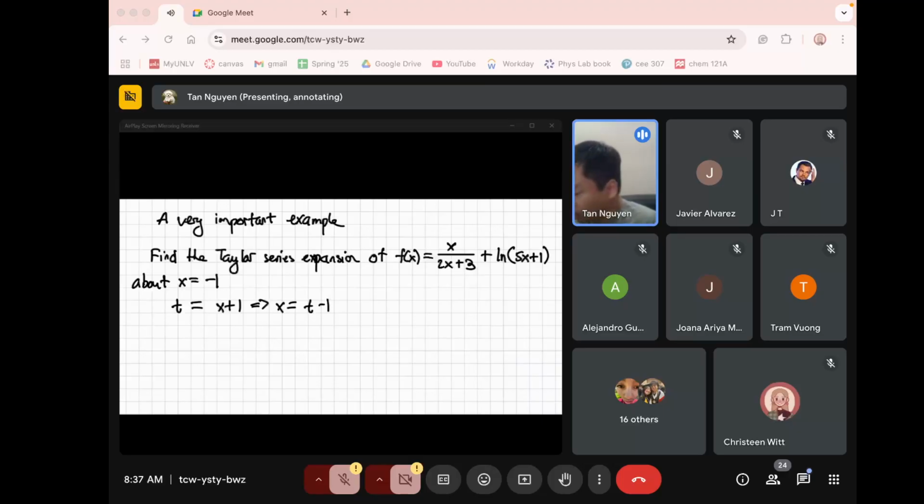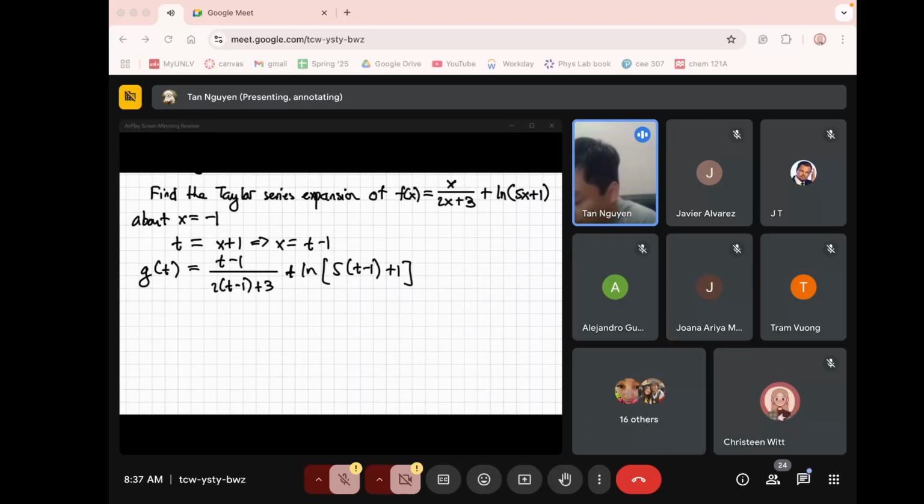So I go to my function f of x, and I'm going to replace everywhere I see x by t minus 1. So then I'm going to get g of t is equal to (t minus 1) over (2 times (t minus 1) plus 3) plus ln of (5 times (t minus 1) plus 1).